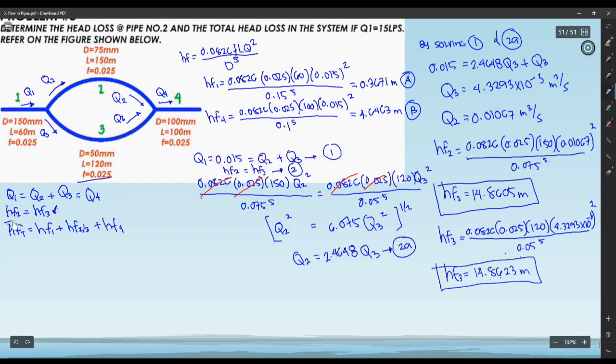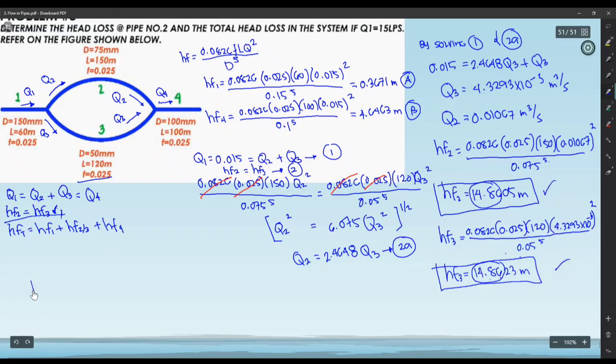Kasi nga, yung head loss mo kay pipe number 2 and head loss mo kay pipe number 3 is equal. So, ito naman, almost the same sila. So, because of rounding off, nagkaroon lang ng konting difference. Pero okay lang yan. So, bakit ko pa nga inompute ang head loss 3? So, meron na nga pala ako nito. Anyway, at least na-prove natin.